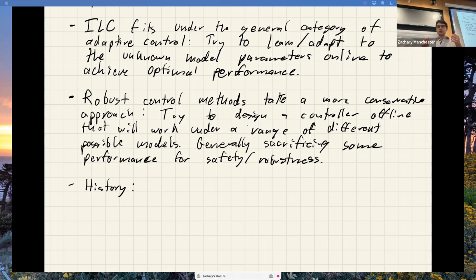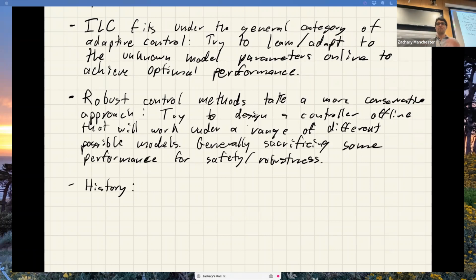But then it was discovered later that LQG, where you hook the Kalman filter up and do state estimation and feed it into the controller, like we talked about last week, is arbitrarily fragile. It turns out epsilon perturbations of the linear system that you're using, those A, B, C matrices, can result in an unstable closed loop system.